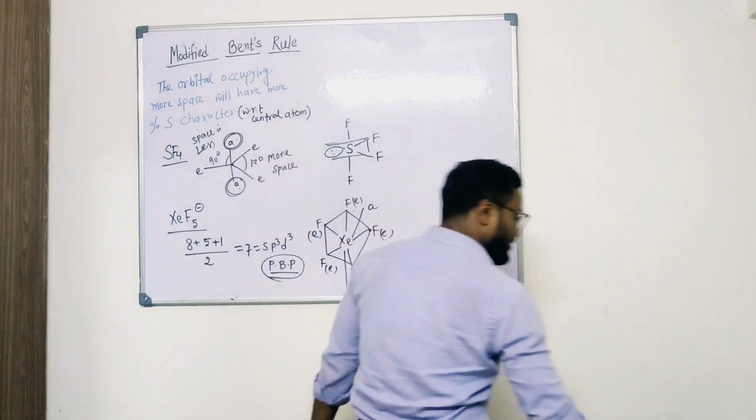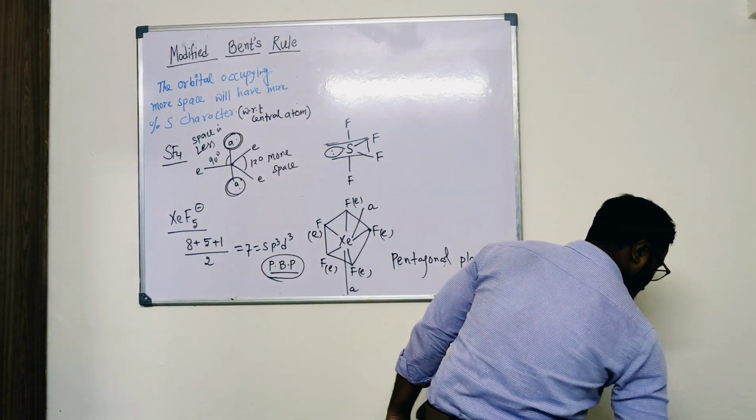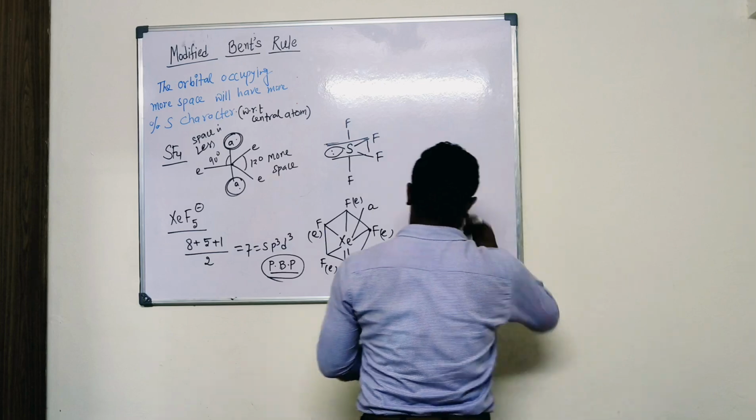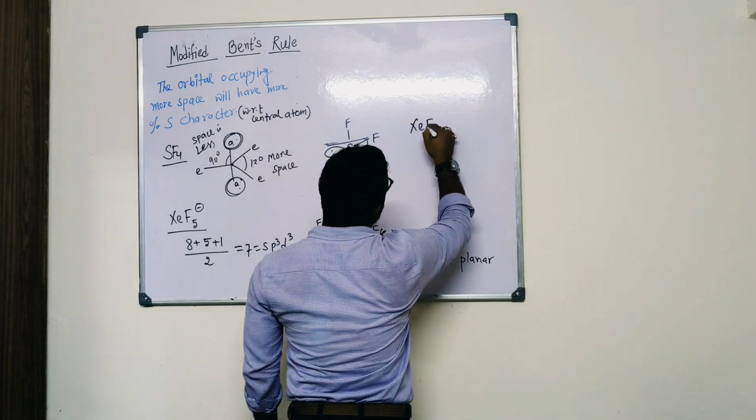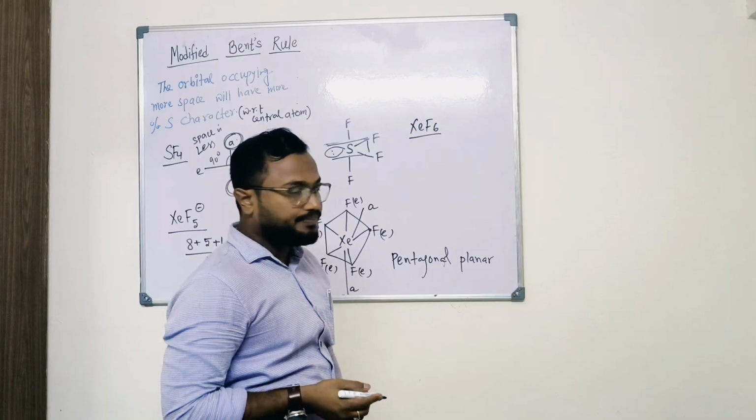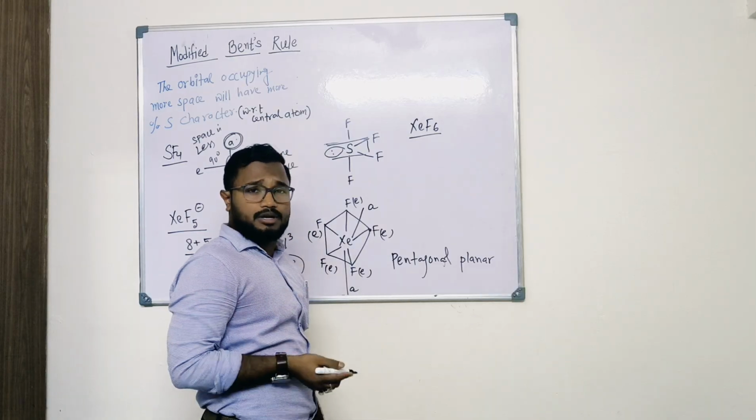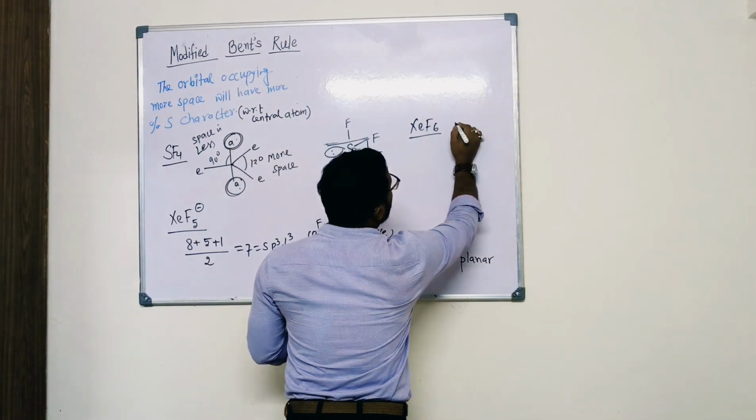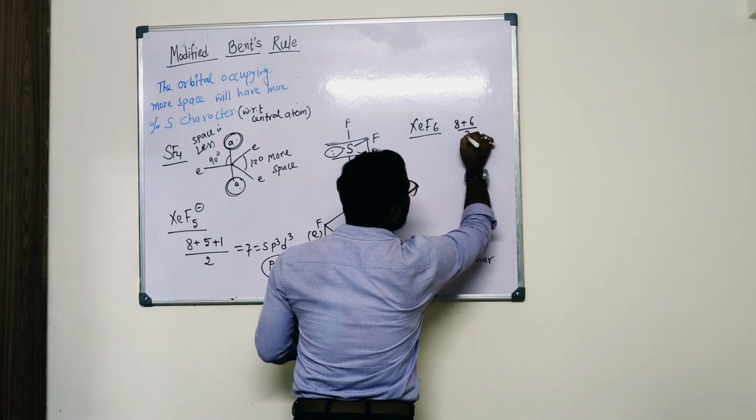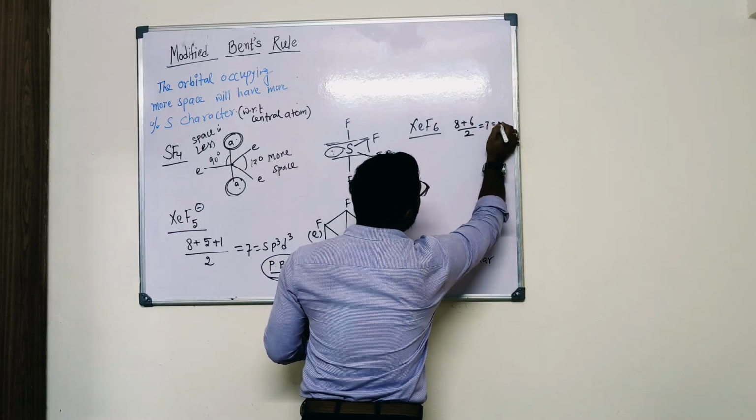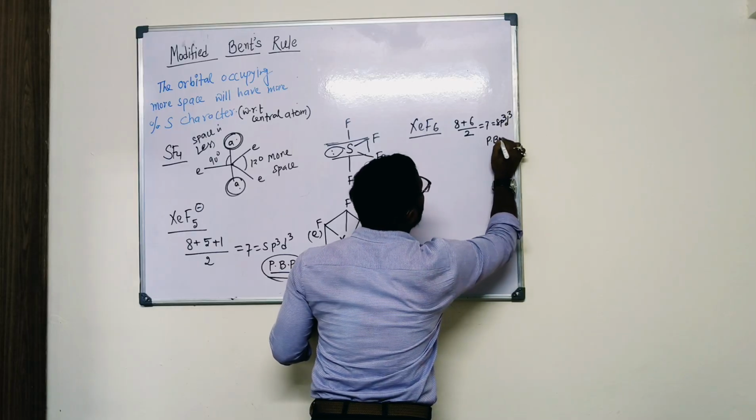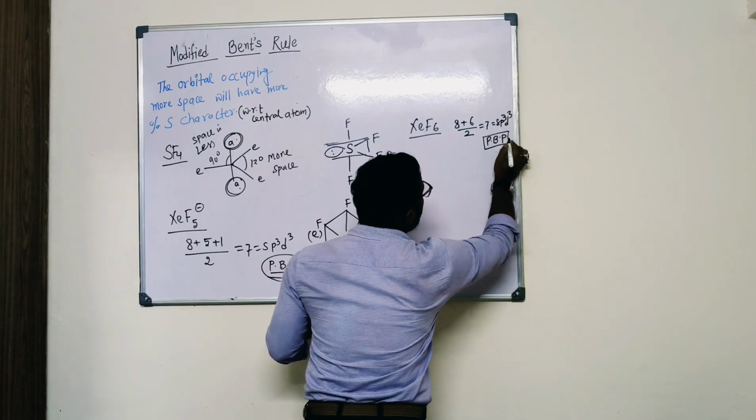So how can XeF6 be drawn? Exception of Bent's rule, we are taking. So XeF6, how can it be drawn? We know that xenon 8, 6 fluorine plus 6, 14 divided by 2, 7. 7 means it is also sp3d3 and pentagonal bipyramidal geometry.